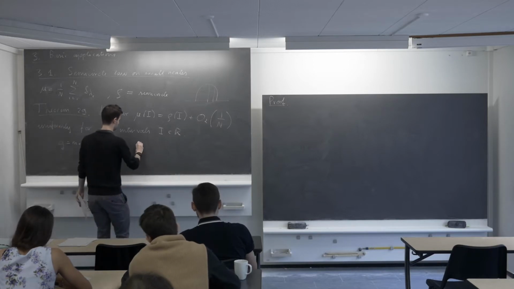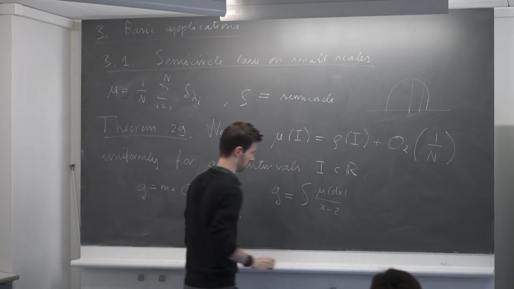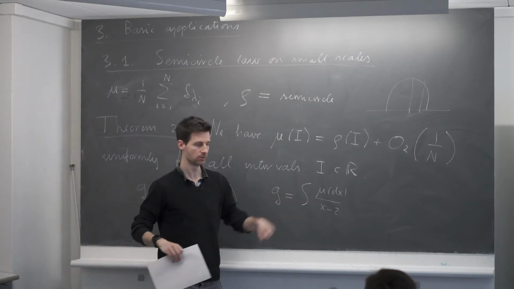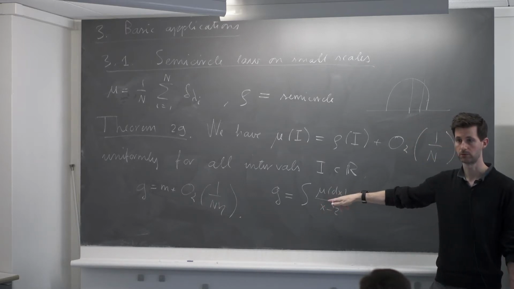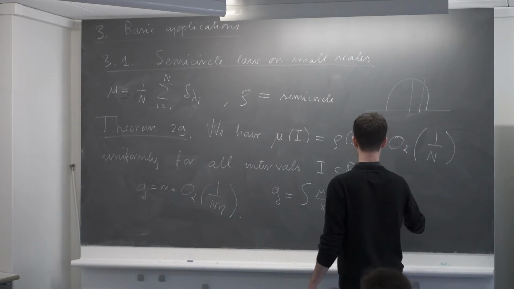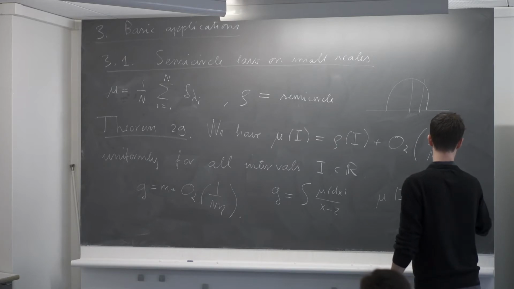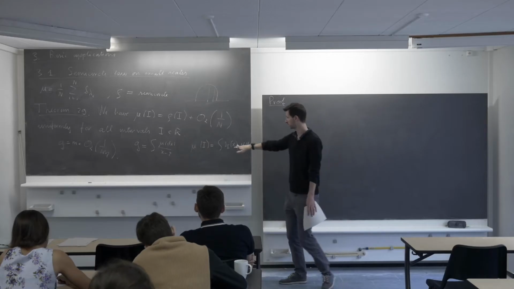If you recall, G was the integral of mu dx over x minus z. So if we have very good bounds on the Stieltjes transform of this measure mu, what we would like to do now is integrate not with respect to the function 1 over x minus z, but with respect to the indicator function. So this is the quantity we would like to understand.